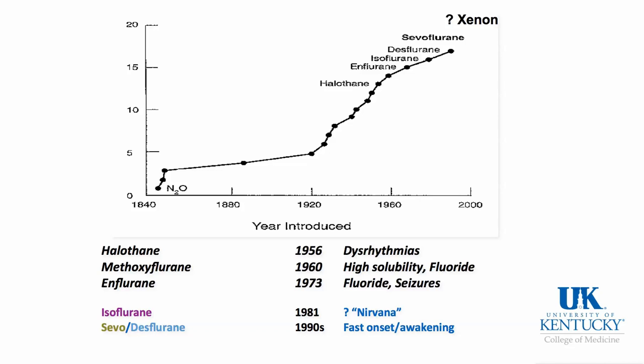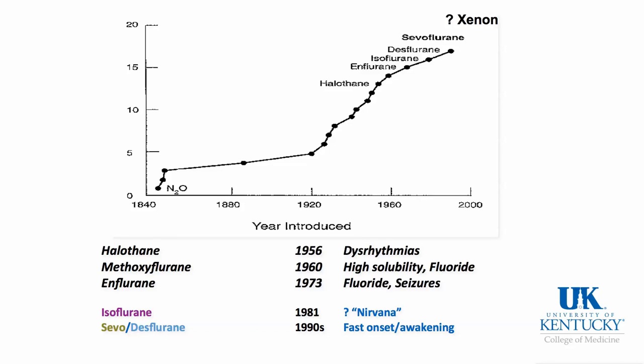Halothane and methoxyflurane have historical importance. Mostly isoflurane, desflurane, and sevoflurane are the common three volatile anesthetics used today. And xenon is more of a research anesthetic and may be used in the future if some of the problems with its delivery and recovery can be managed.